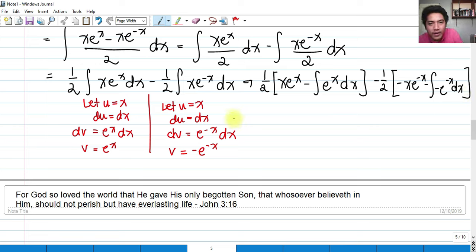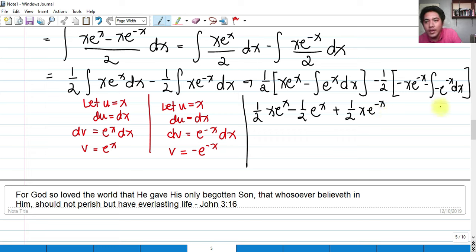Okay, so what will happen is that 1 half x e raised to x, if I'm going to integrate this, I'll be having 1 half also e raised to x here. If I'm going to distribute this, we'll be having plus 1 half x e raised to negative x. And if I'm going to factor out the negative here, negative times negative, because this is a minus sign, that would be positive. And multiplied by negative, so I will be having negative 1 half integral of e raised to negative x.